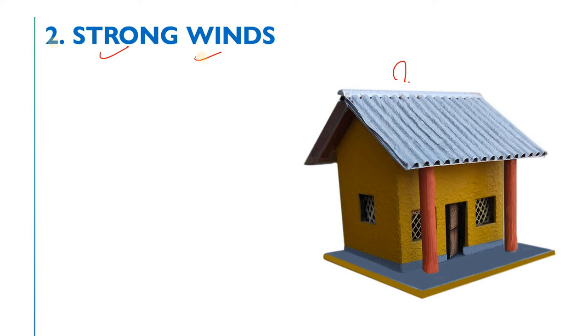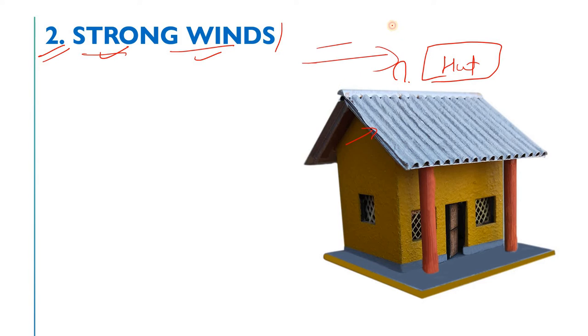Okay, and now let's see the second example. The second example of Bernoulli's theorem is strong winds. When strong or heavy winds come, sometimes you will see that in a hut, the roof just goes away. Why? I'll tell you.